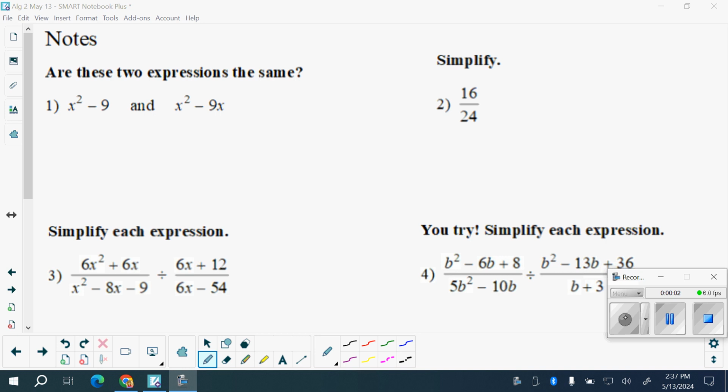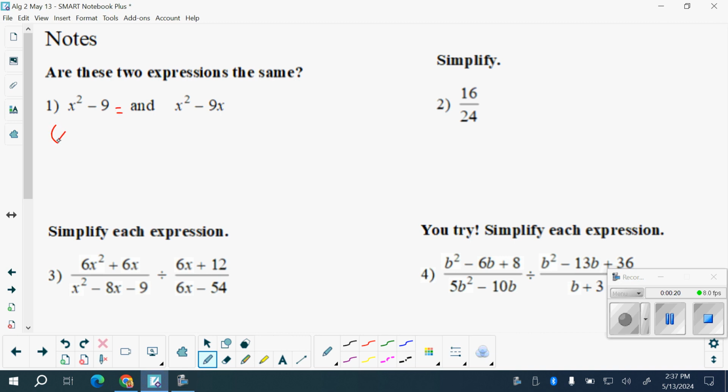Okay, in this first problem here, are these two expressions the same? X squared minus 9 and x squared minus 9x. They are not the same. How do I factor the first one?